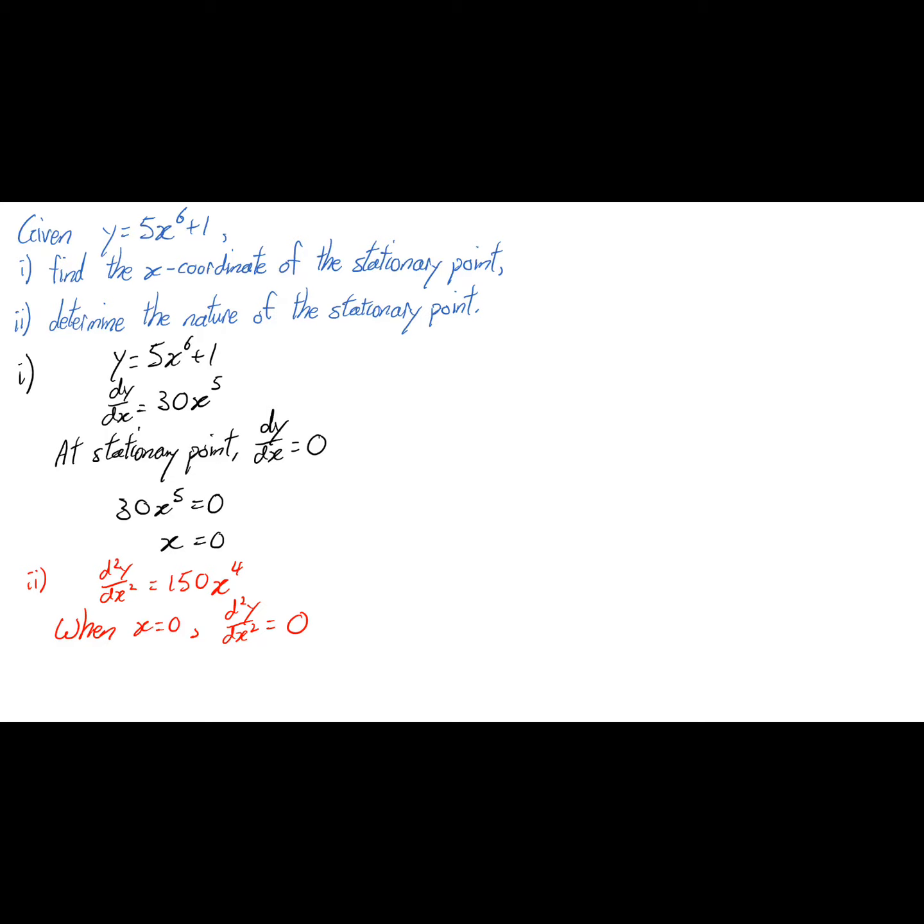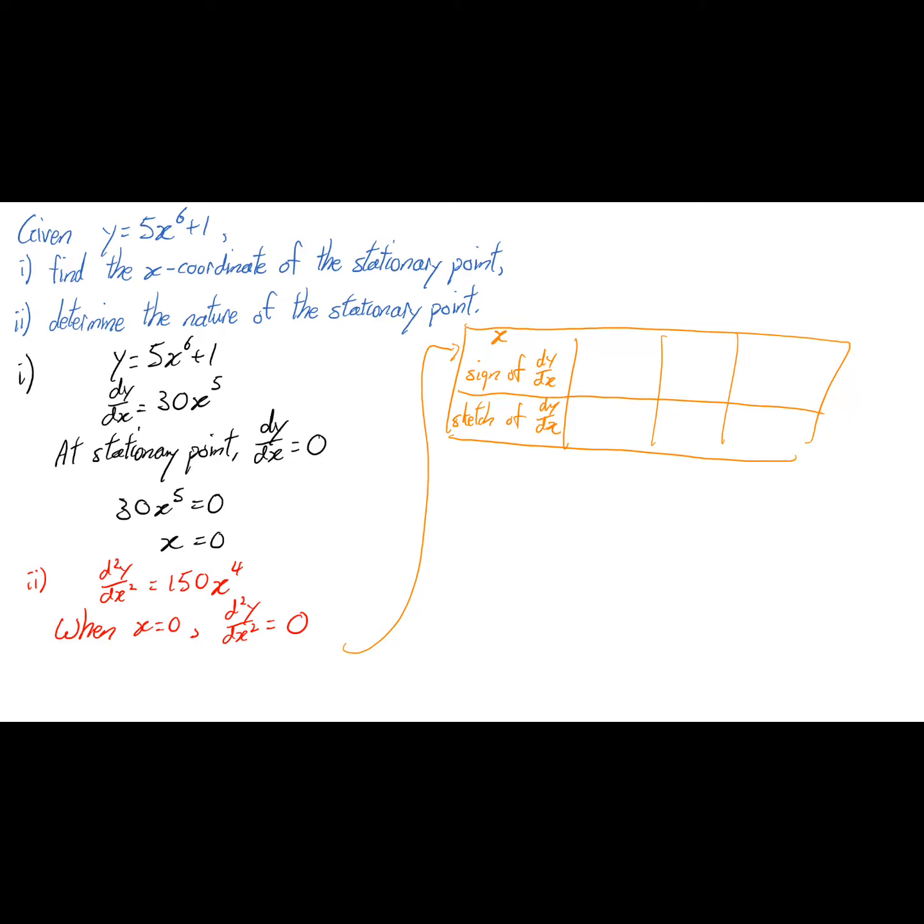When such a thing happens, when it's inconclusive, meaning we cannot use our second derivative test, we have to fall back to our first derivative test. So we have to go back to the first derivative test, and sketch the sign of dy/dx in a table. So we create a table.